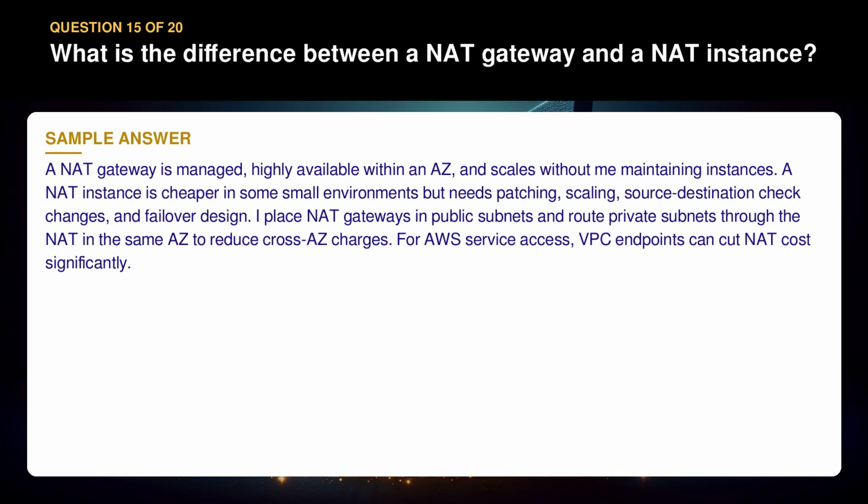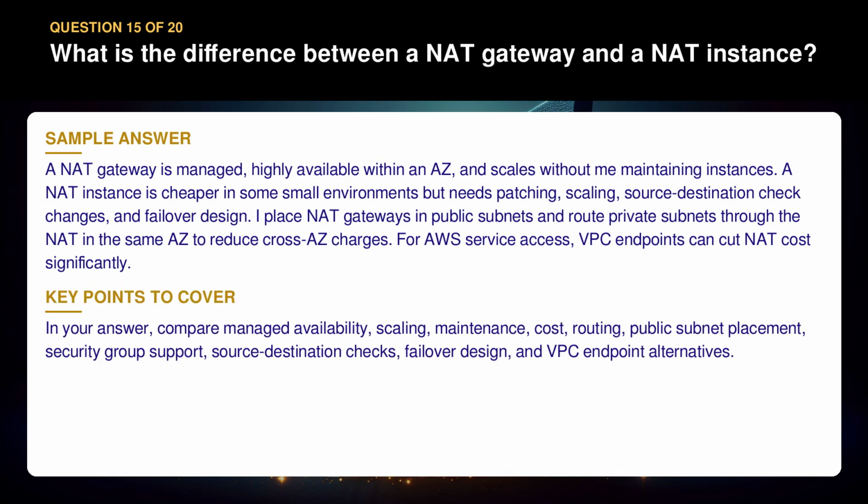I place NAT gateways in public subnets and route private subnets through the NAT in the same AZ to reduce cross-AZ charges. For AWS service access, VPC endpoints can cut NAT costs significantly. In your answer, compare managed availability, scaling, maintenance, cost, routing, public subnet placement, security group support, source destination checks, failover design, and VPC endpoint alternatives.